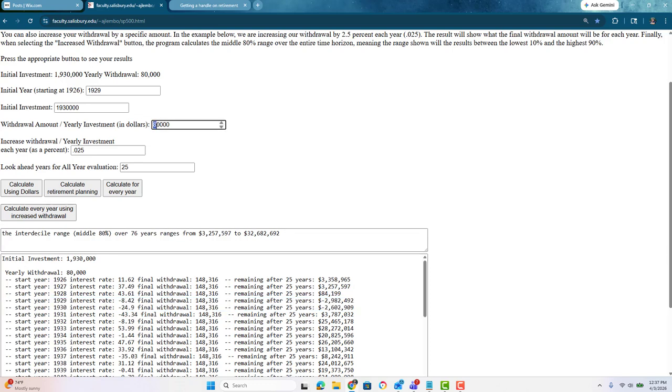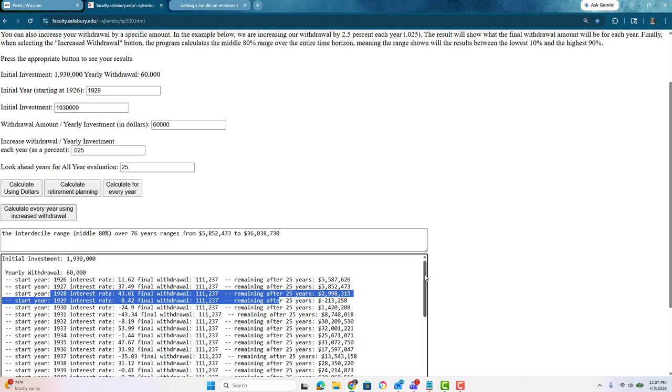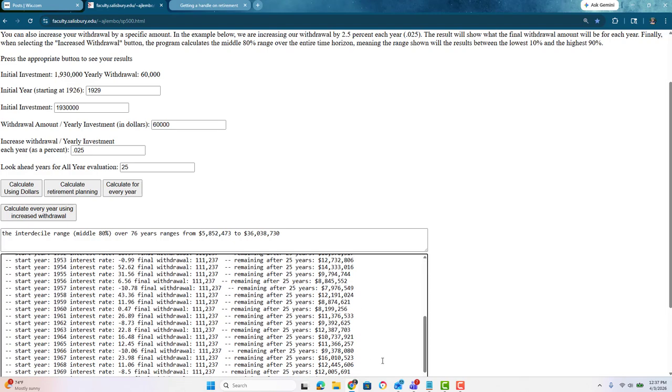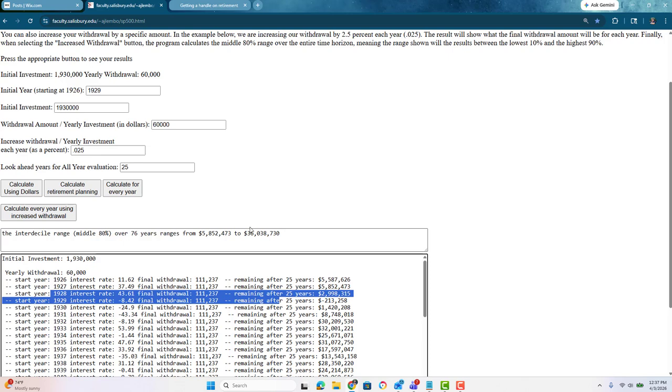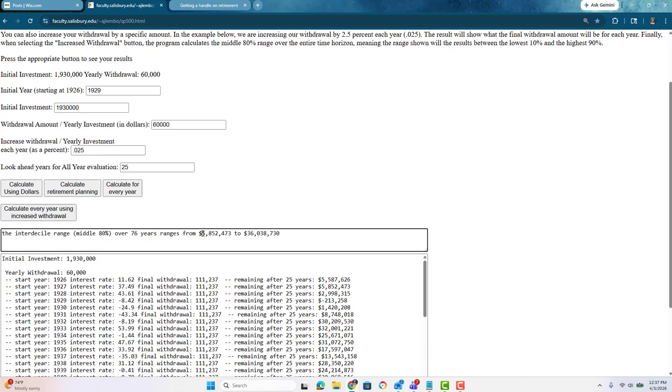But what if you said, let's start at taking out 60,000 a year? And all of a sudden you'd make it in every year except 1928. And then you come down. Again, you can see some very large returns. And in that case, we're between 5.8 million and 36 million, 80% of the time. So this would be an example. If this was me, I'd say, I'm in pretty good shape for retirement if I choose to only take out 60,000. Let's take out 100,000.